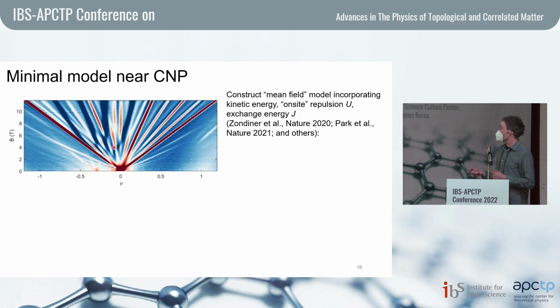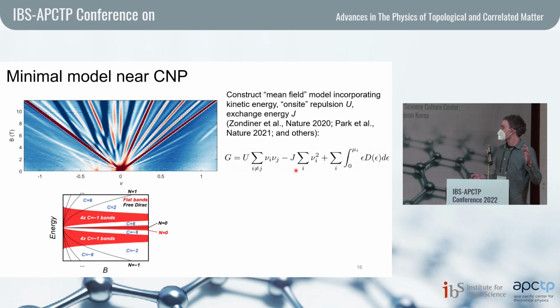So the idea that we had is to basically try to model this using a really simple and kind of crude so-called mean field model, where we construct a free energy by, first of all, considering the kinetic energy of some bands that I'll describe, and then we add to that a mock on-site repulsion that penalizes differential occupation of the bands and an exchange term that favors polarizing all the electrons into one band.